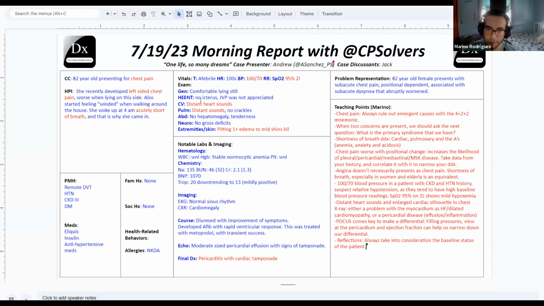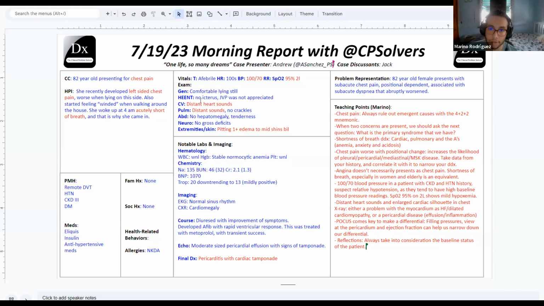From the clinical picture of this patient from the start, we suspected more cardiac and pulmonary causes rather than the 3 A's. Later in the history, we learned that this patient had chest pain that was worse with positional change, and this made us think about either pleural, pericardial, mediastinal, or musculoskeletal disease.